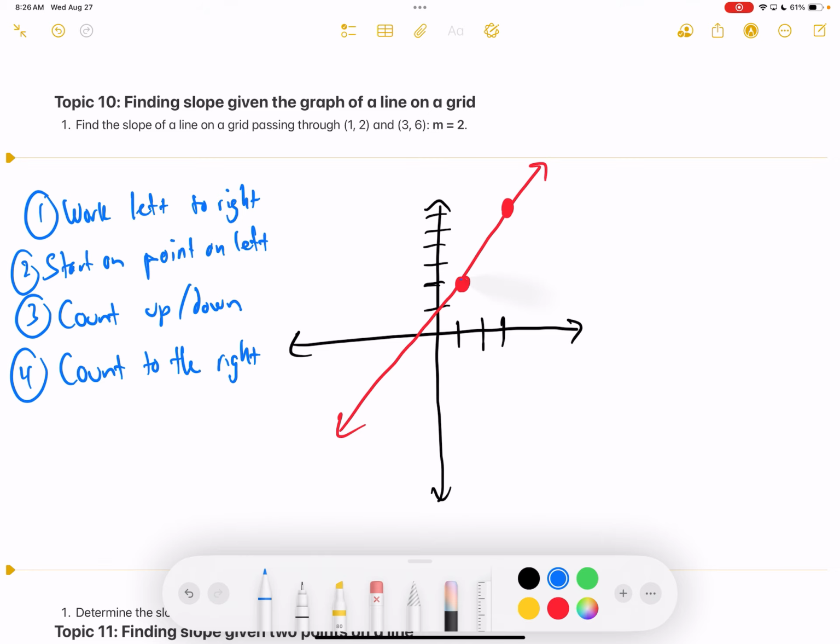So if I start here, I'm going to go up 1, 2, 3, 4. So I went up 4, that's positive 4. To the right, 1, 2. So my slope here, I went up 4 to the right 2. You can reduce that down to 2. The slope is constant throughout, so I could go up 2 to the right 1, up 2 to the right 1. It will always work out. It'll stay the same no matter what.